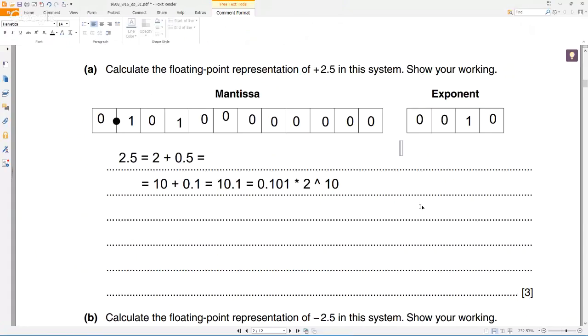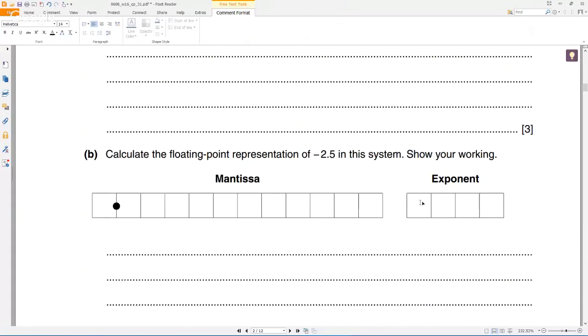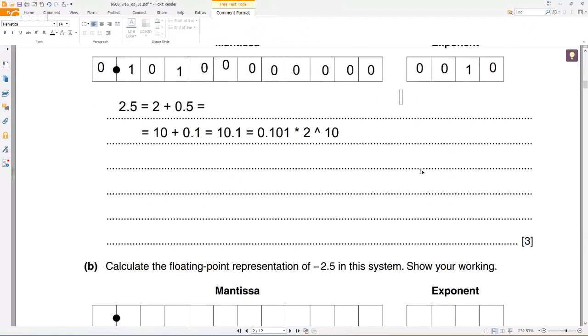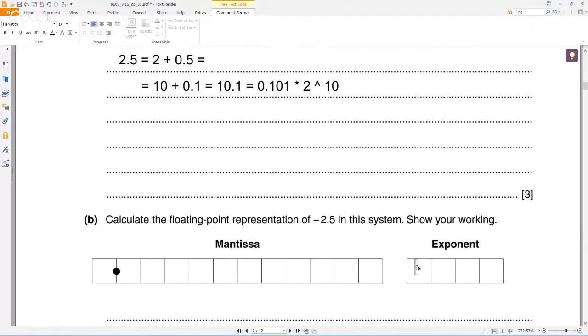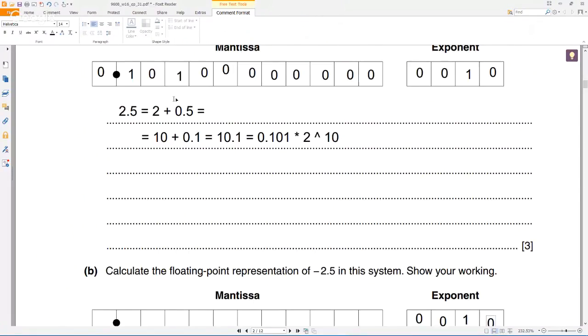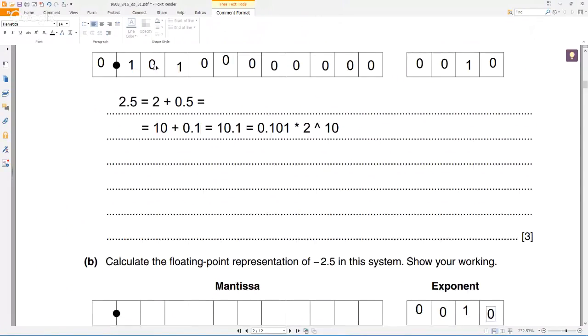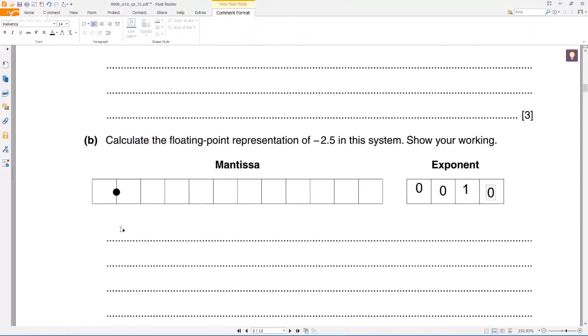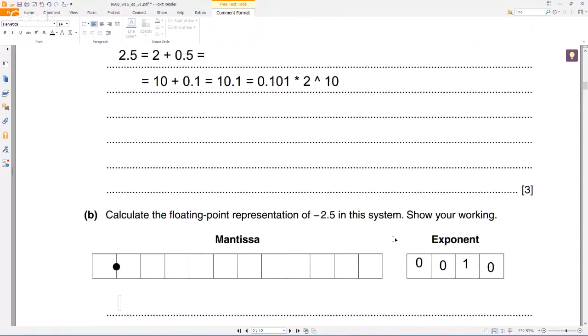Excellent. The next question asks how to represent this number as a negative number. When you want to do this kind of operation, the exponent is always the same between numbers with the same absolute value. What changes is the mantissa, and the way to change it is to calculate the 2's complement of the mantissa. So I'm going to copy the mantissa here for simplicity.